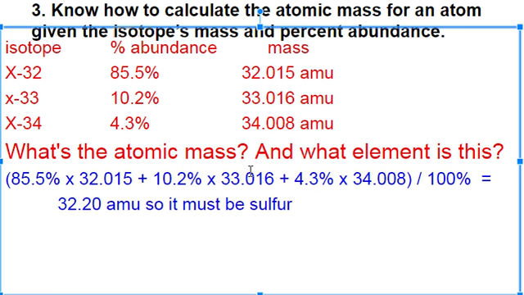So why isn't it exactly the same? Because equipment always has some uncertainty in it. Equipment's not 100% perfect. So that's the closest element to it.